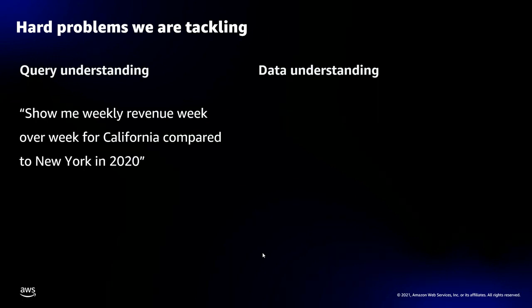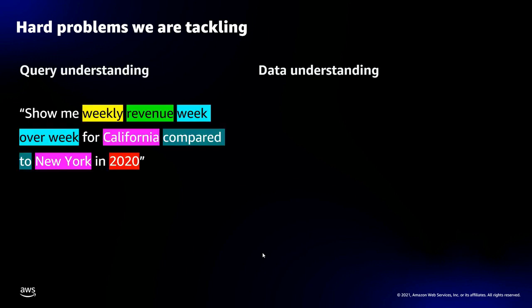What does Q have to do behind the scenes? Q has to parse this data and also understand the intent of the question. So Q has to know when a business user is asking for weekly, they want weekly data, they're asking for week over week, so they're looking for a trend. We need to aggregate on revenue. Okay, California, New York are states, so Q has to recognize that.